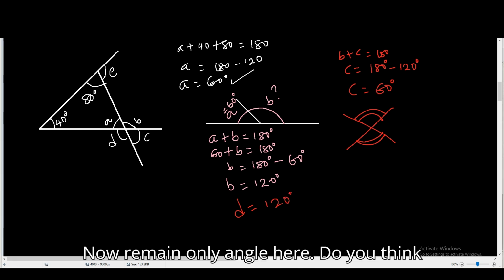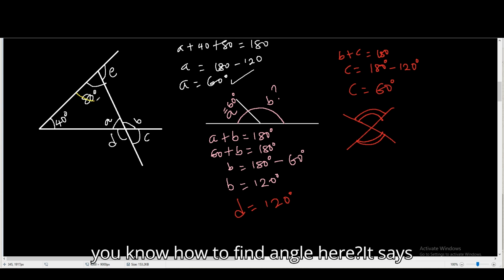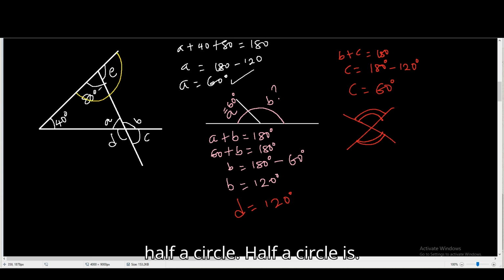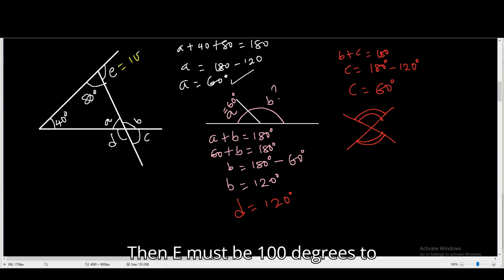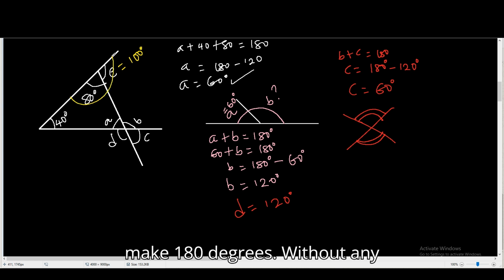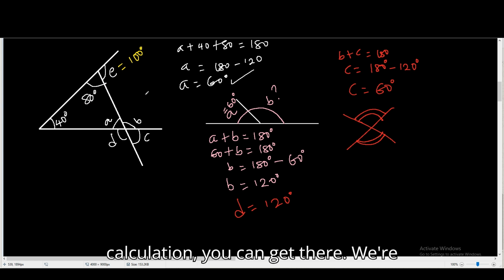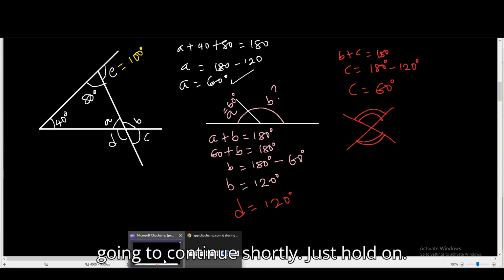Now remain only angle E. Do you think you know how to find angle E? Half a circle is 180 degrees. So this is 80, then E must be 100 degrees to make 180 degrees. Without any calculation, you can get that. We're going to continue shortly. Just hold on.